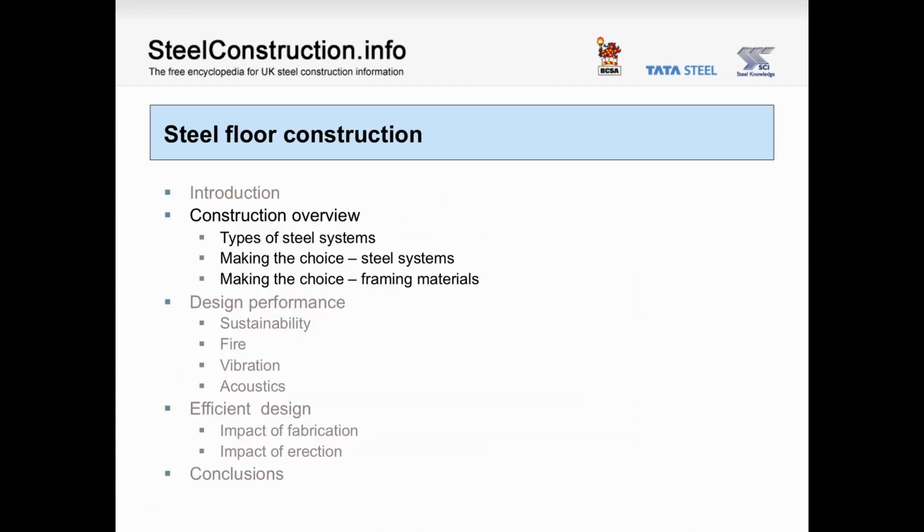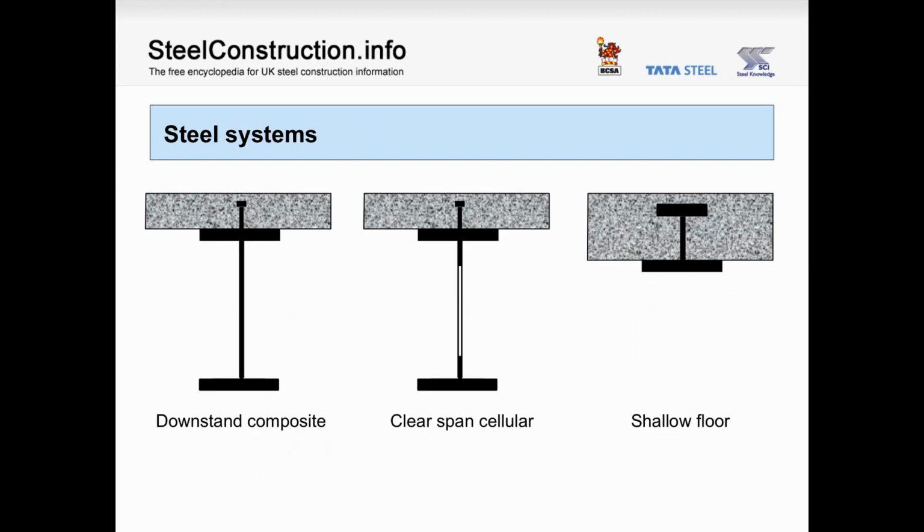Moving on to look at an overview of the construction types. Steel floor systems can be broadly grouped into three forms of construction. On the left we have traditional downstand composite, where a standard beam section has the shear stud welded to the top flange to form composite action with the slab. Simple off-the-shelf stock items are used in this system.